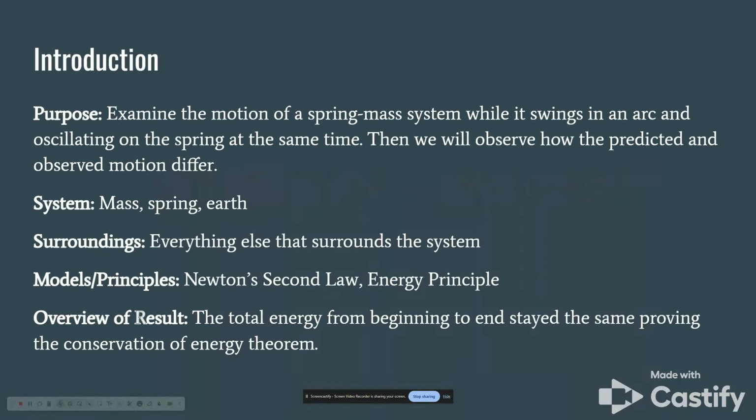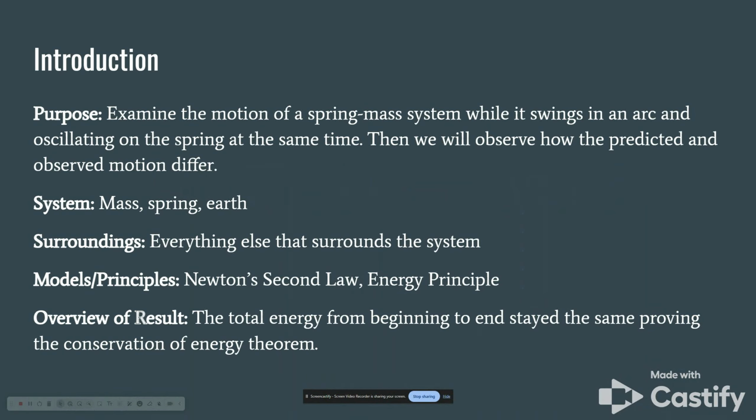For an introduction to this experiment, the purpose is to examine the motion of a spring mass system while it swings in an arc and is oscillating on the spring at the same time. Then we will observe how the predicted and observed motion differ from one another. The system is the mass, spring, and earth, and the surroundings is everything else that interacts with it. The models and principles we use are Newton's second law and the energy principle.